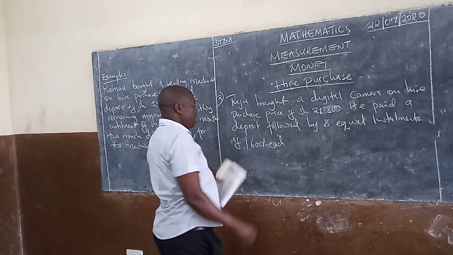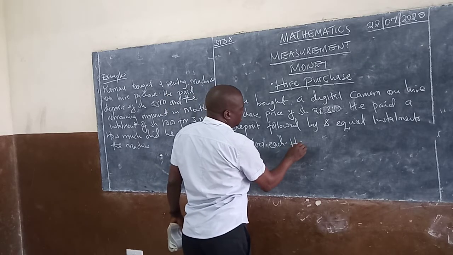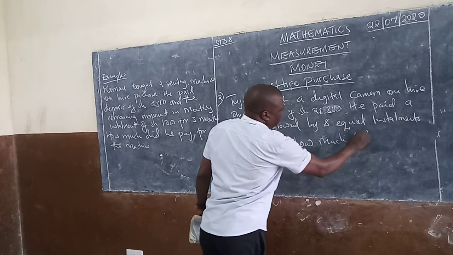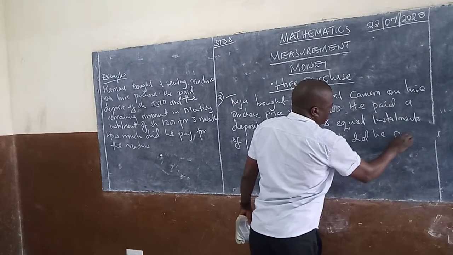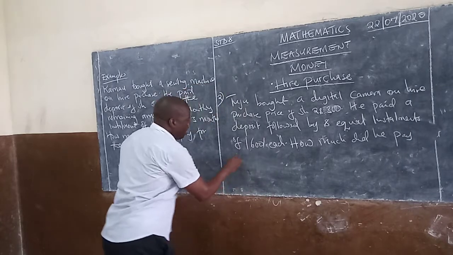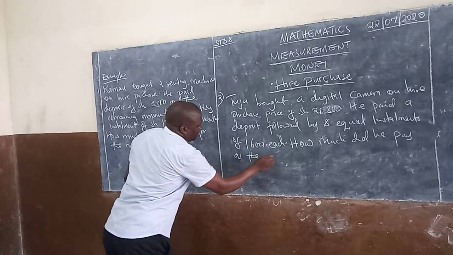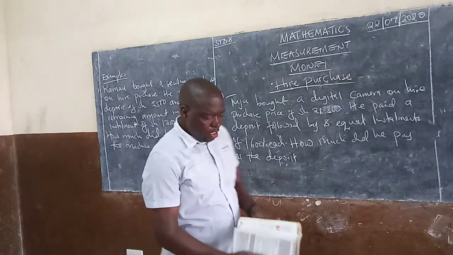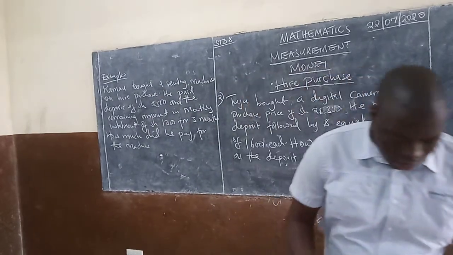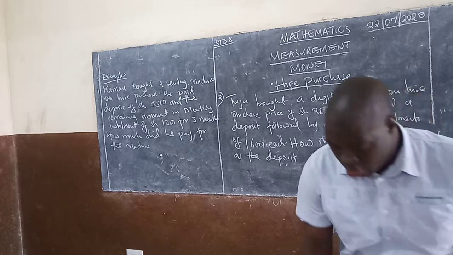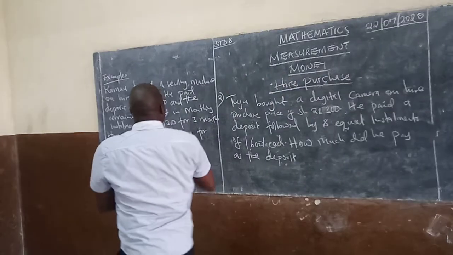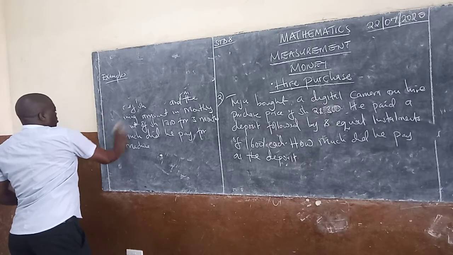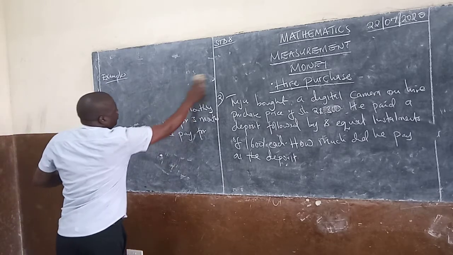How much did he pay as the deposit? So the question is, how much did he pay as the deposit? Now, how to solve this? So first of all, of course, when you look at this question, it's quite different from our first example. So let's solve this one.